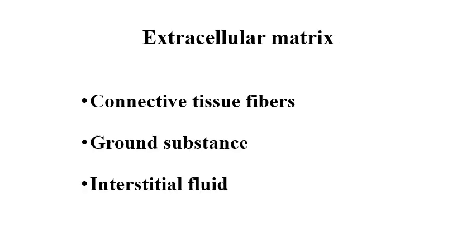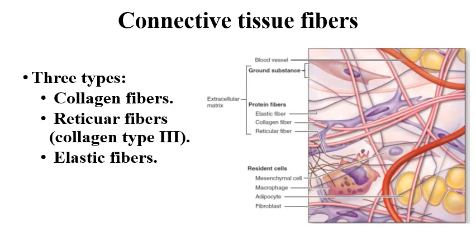From now on, we will talk about each of the extracellular matrix components one at a time. Now, let's start with the fibrous component of the extracellular matrix. Our connective tissue has three types of fibers. First, we have collagen fibers. These pink structures in this figure.